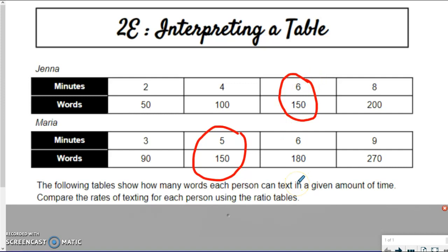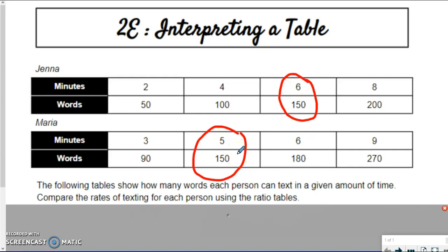So those are some ways that you can explain how Maria is the faster texter, but you can also find other ones. Those are 3 different ways I told you. The unit rate, where you find out how many per minute they're doing. You can find the same amount of time and see how many words they're texting to see who's bigger, or you could find the same amount of words and compare the time. Okay, lots of different ways.